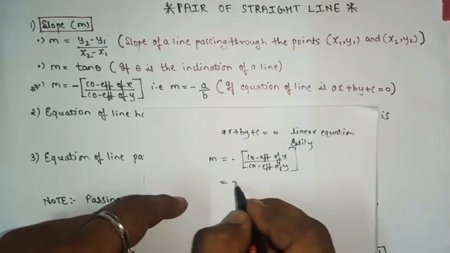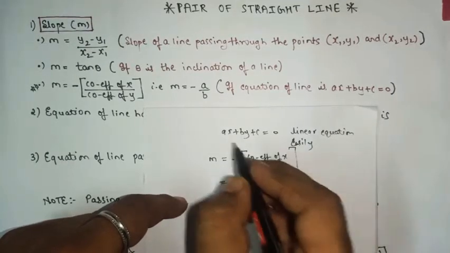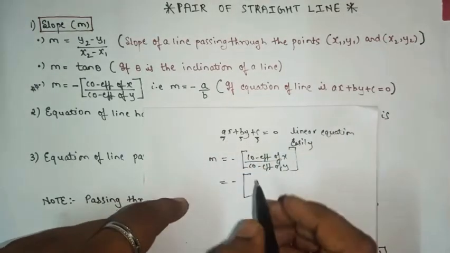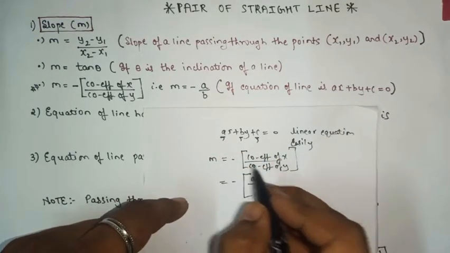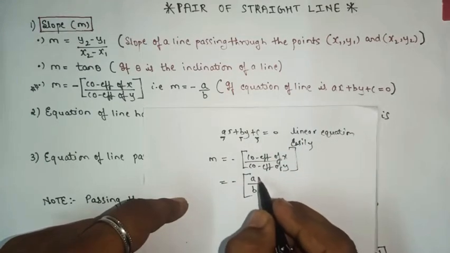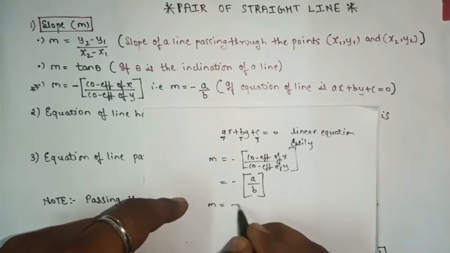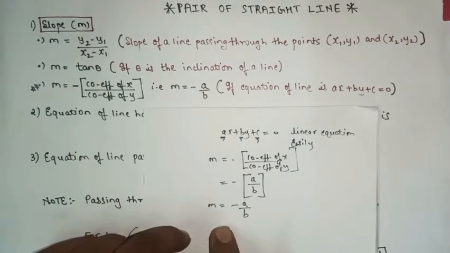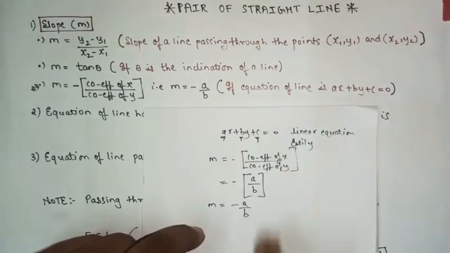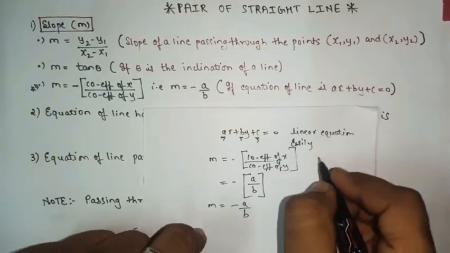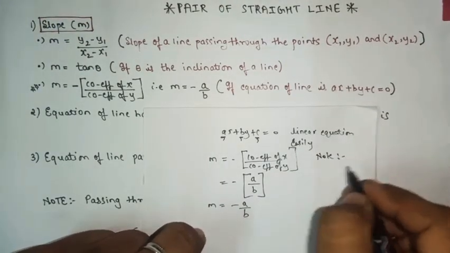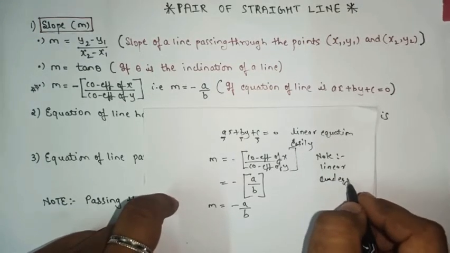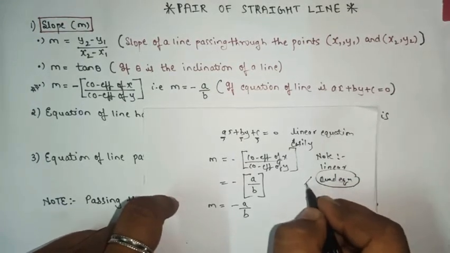So simply, see the coefficient of x. Here a, b, c are the coefficients. So here the coefficient of x is a, and the coefficient of y is b. So we got the slope m equals minus a upon b. In this way you can find the slope whenever you have a linear equation. Now listen here, note down: we can find the slope only for a linear equation. Whenever it is a quadratic equation, we cannot find the slope.